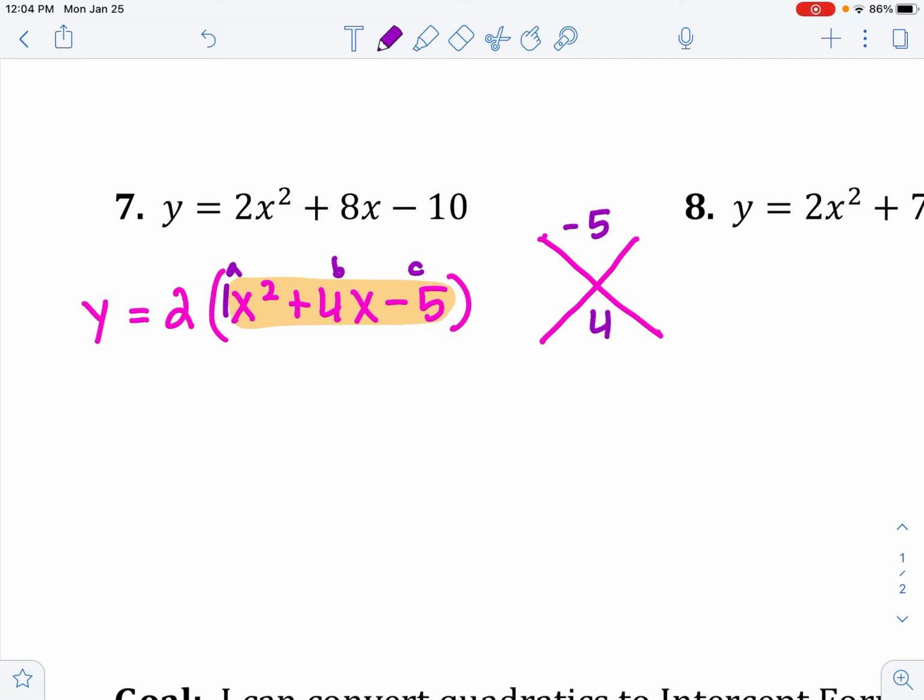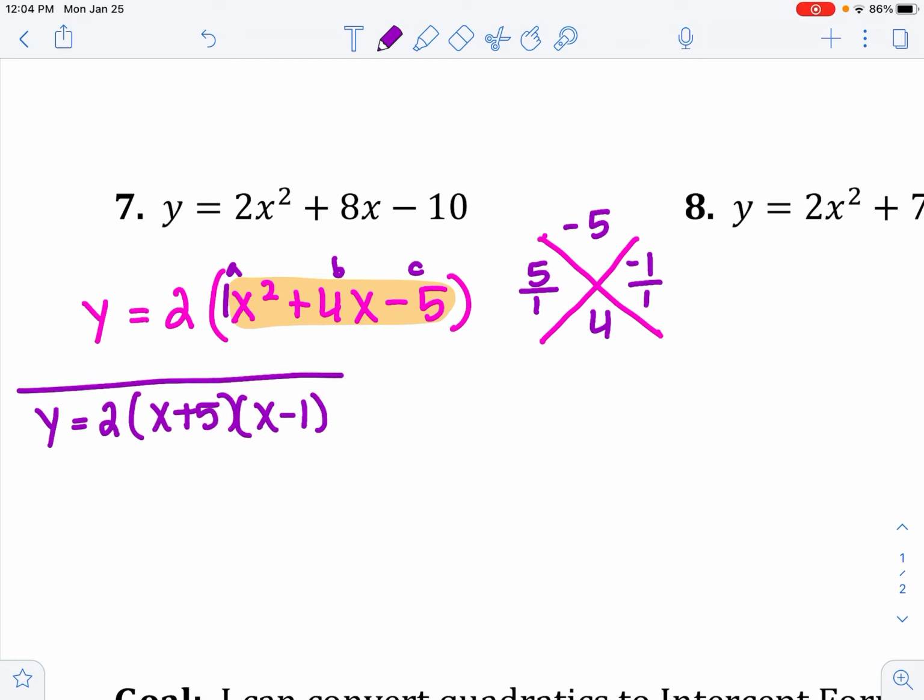A times C is -5, B is 4. So I'm looking for two numbers that multiply to give me -5 and add to give me 4. I know 5 times 1 will give me 5. I need to make it be -5 though and add to give me +4, so I'm going to make the 1 negative. Divide by a, which is 1, and I have y equals 2 times x plus 5 times x minus 1. Don't forget the 2, don't lose it.